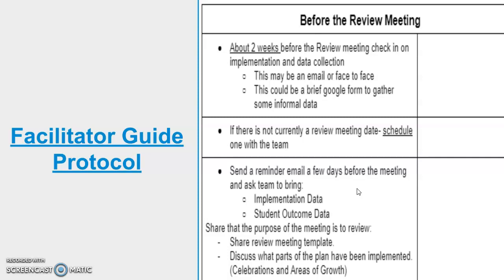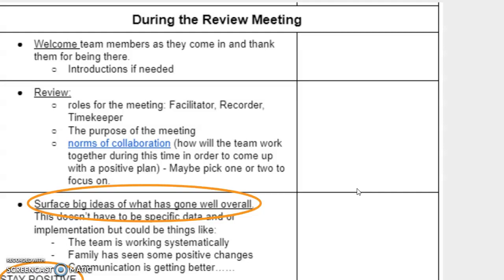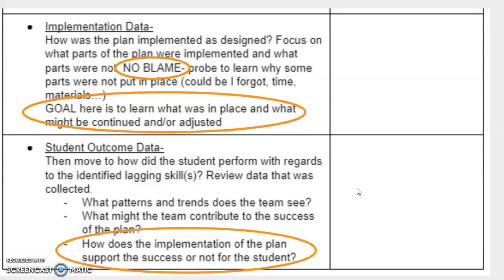We do want to focus on celebrations and areas of growth, as noted at the bottom of this slide. During the review meeting, we of course welcome team members, review roles, the purpose of the meeting, norms are still vital, and the key is to surface big ideas of what's gone well overall. We want to stay positive and focused on success and next steps. There is no blame in the implementation data. The goal is to learn what was in place and what might be continued and or adjusted.